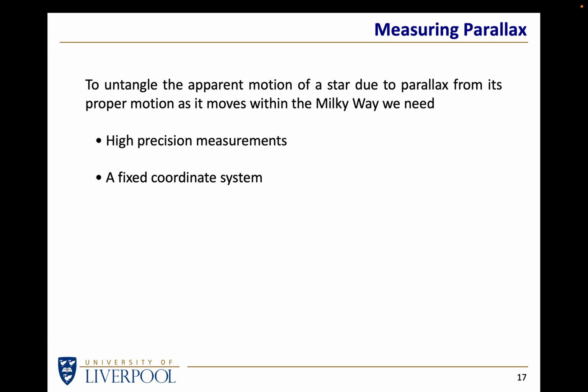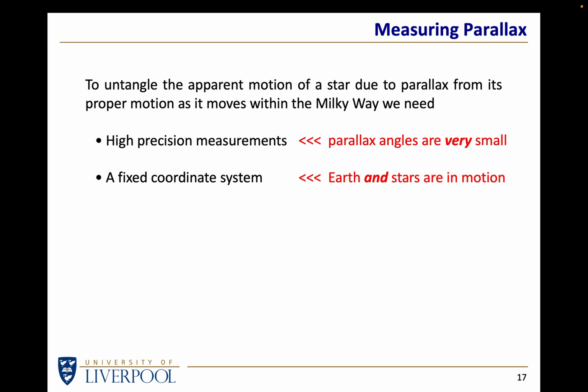And we also need a fixed coordinate system, because as I've said, knowing how one star is moving relative to another star is not helpful. We need to know how it's actually moving. So we need high precision and a fixed coordinate system. Very high precision because the angles we're talking about are tiny.